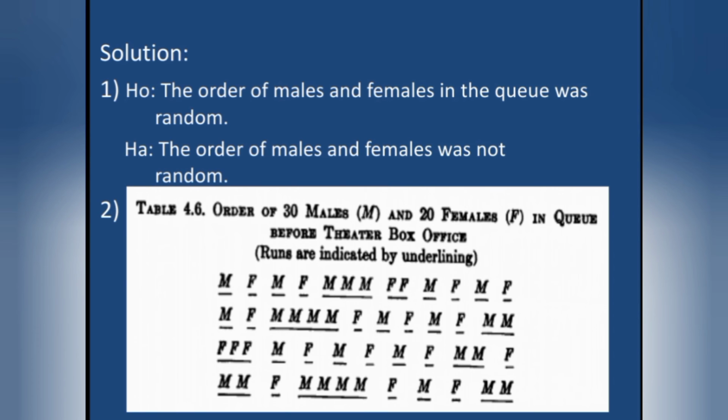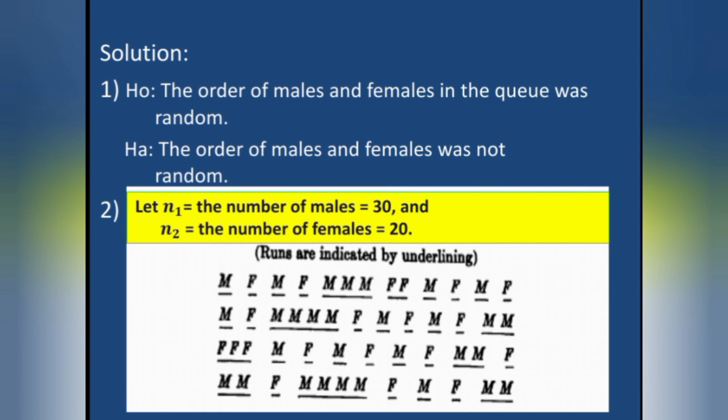For our solution, number 1, state the hypothesis and identify the claim. So our H0 is the order of males and females in the queue was random. Our alternative hypothesis, the order of males and females was not random. And step 2, find the number of runs, determine the N1 and N2. So, let N1, the number of males, be 30. And N2, the number of females, is 20.